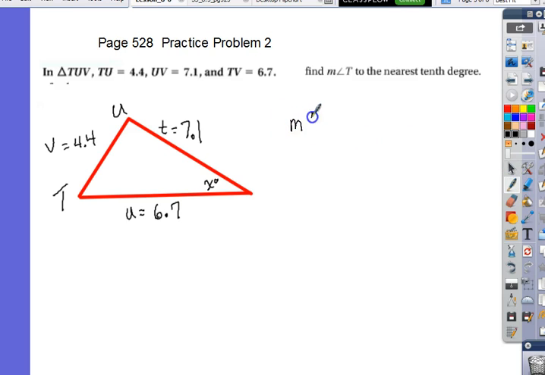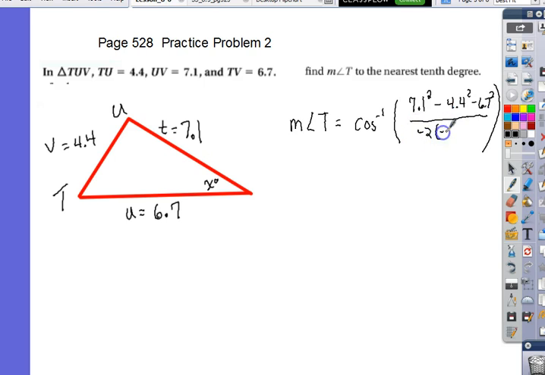So how does that change what our numbers look like? Well, now the measure of angle T is equal to cosine inverse, and the side opposite T is going to be your first number over here. 7.1 squared is your first top number. And then you're subtracting off the other two numbers squared, 4.4 squared and 6.7 squared. Then in the bottom, it's -2 times the two numbers that came after the subtraction, 4.4 and 6.7. Remember, don't square them in the bottom. Only square them in the top. So you could just put that directly into your calculator.